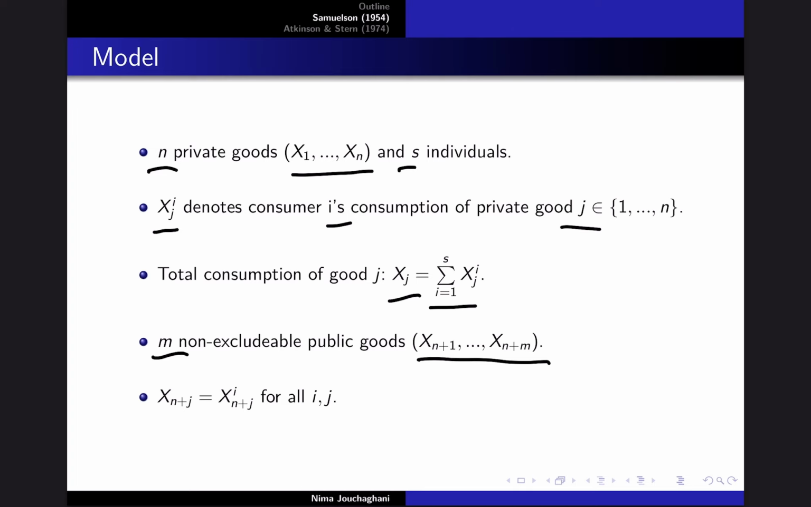And the main difference to the private goods is that they're non-excludable, and hence, as a consequence, the individual consumptions of the public good will always be equal to the total amount of the public good which is available in the economy. So this is the main difference to the private goods.